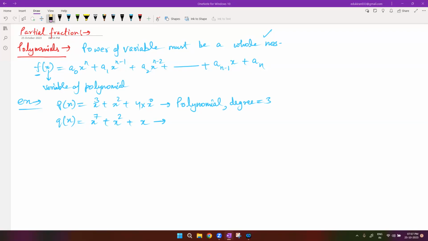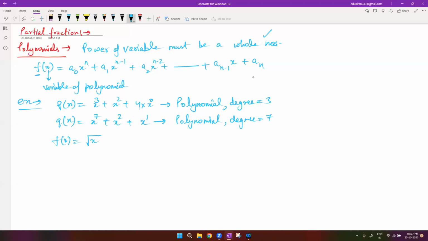X to the power 7. So 7 is a whole number, right? Then again, 2 is also a whole number. 1 is also a whole number. So this is a polynomial. Why will this not be a polynomial? This is certainly a polynomial of degree 7. Guys, did you get this?